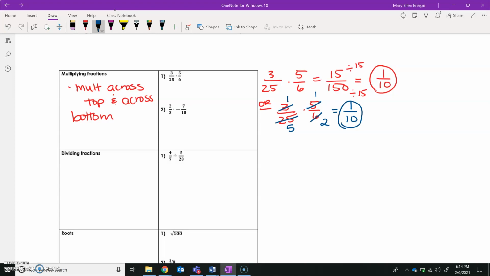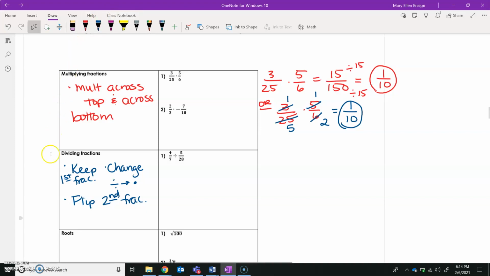When we're dividing fractions, we remember we keep the first fraction, we change my division to multiplication, and then we flip, so this is keep first fraction, we're going to flip the second fraction. Okay, so go ahead and try number 2 for the multiplying and the dividing one here. So go ahead and pause the video for a minute and go ahead and try those.